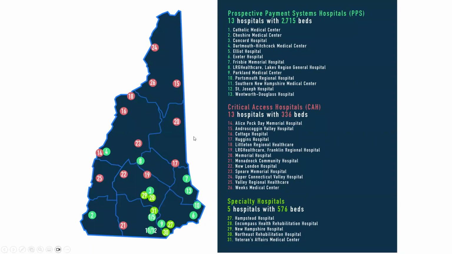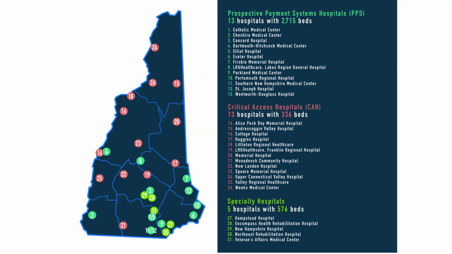So this is a map of all of the hospitals in the state of New Hampshire. We have 13 PPS hospitals, which means they operate under the prospective payment system. These are larger hospitals, and you can see they're green. They're down here, mostly in the south, where most of the population is. And then we have 13 critical access hospitals, and there's a bunch of restrictions on what they can do in order to be a critical access hospital.